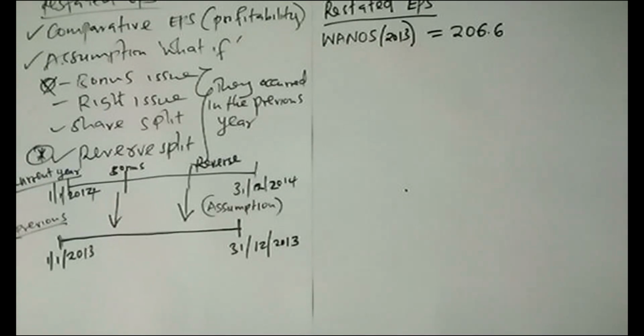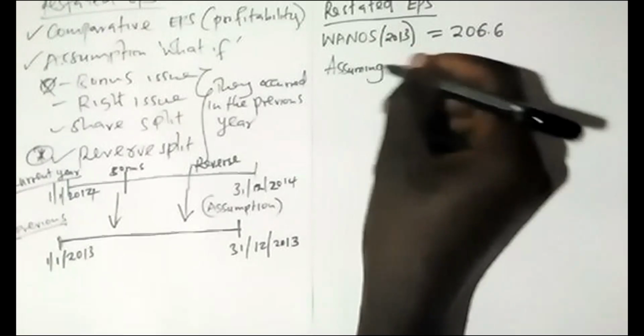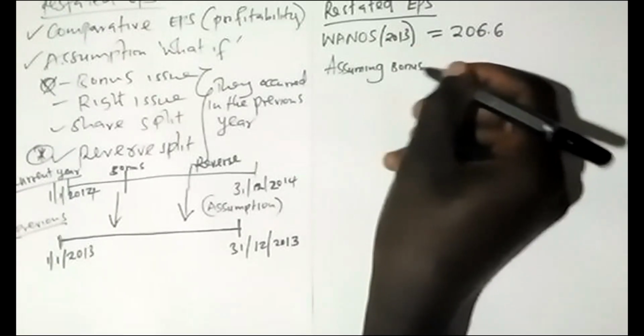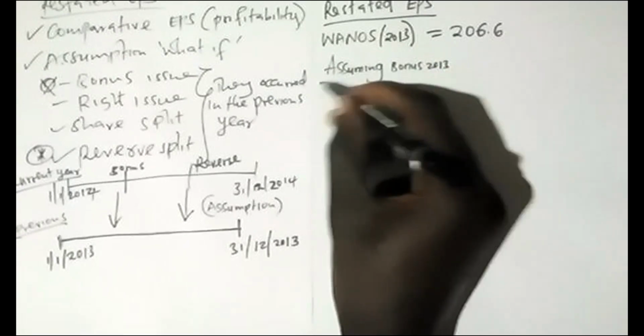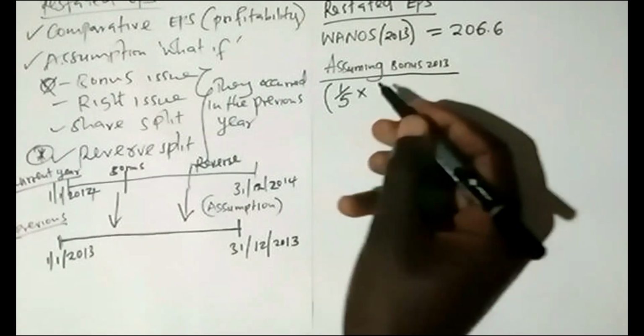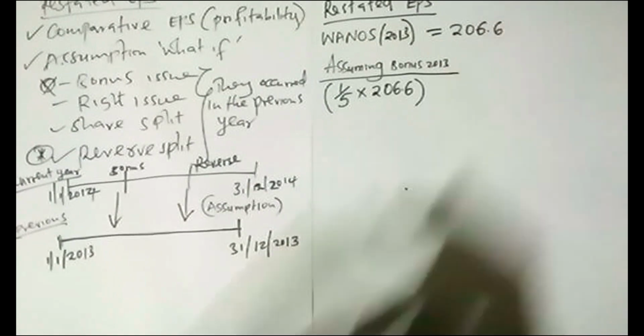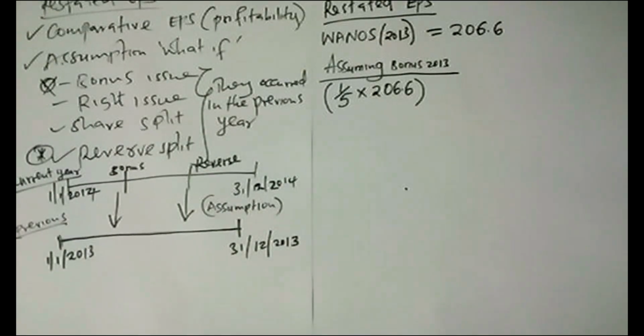So I have to start even in 2013 now, even with the assumption, with the bonus. So I have to assume bonus 2013. So the same proportion, 1 for every 5, times now the 206.6. I think you know where I'm getting 1 for every 5. That was the proportion of the bonus which you were given, according to note 4.